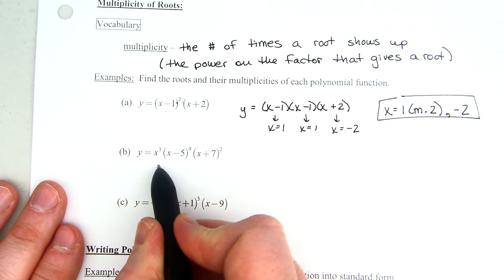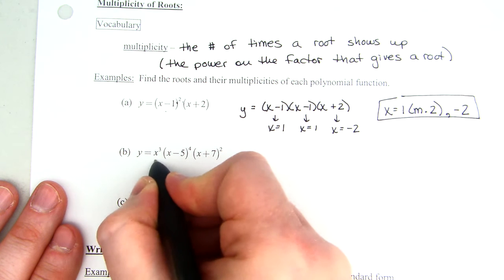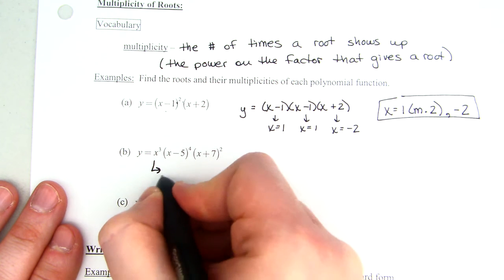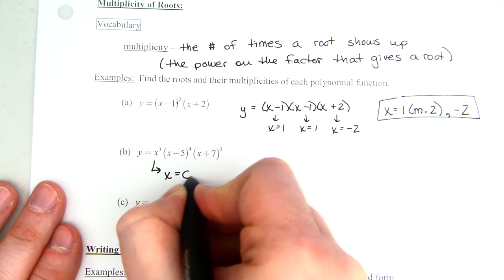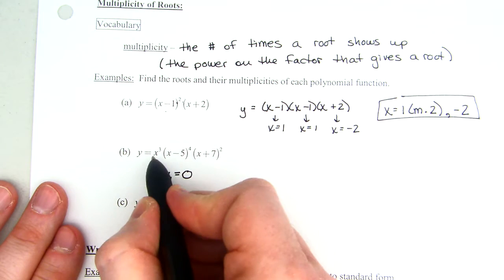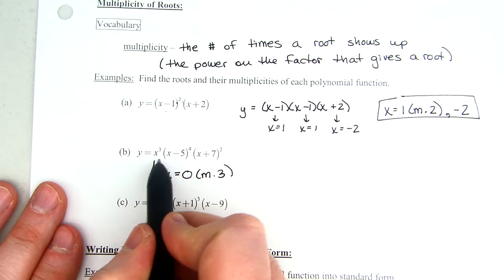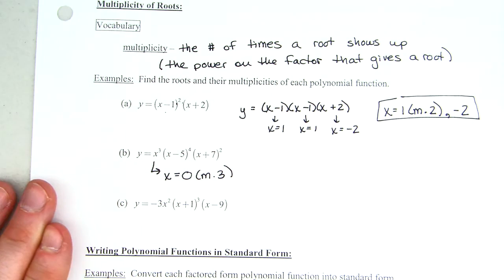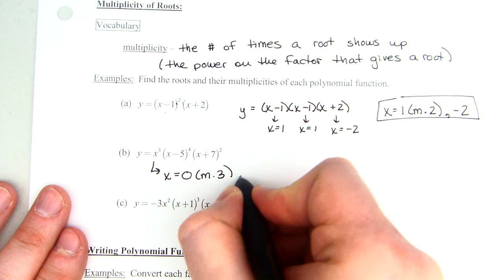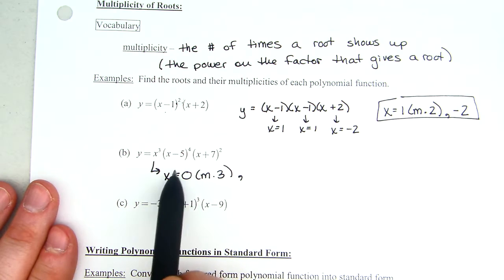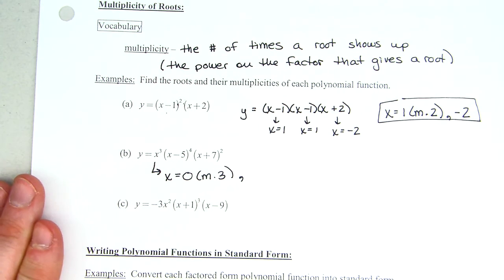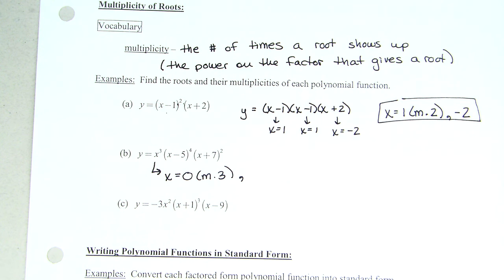Letter B. I have 3 pieces over here. From the x cubed, I'm going to get x equals 0 as one of my roots. The cube means it's going to have a multiplicity of 3, because this is really like x times x times x. There's 3 of them. How about you find the other x-intercepts and tell me their multiplicities?